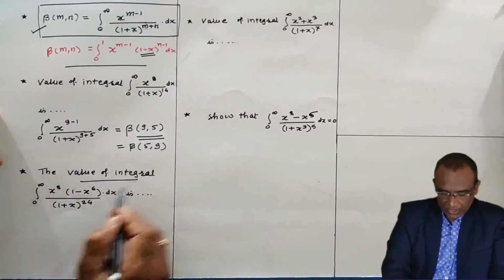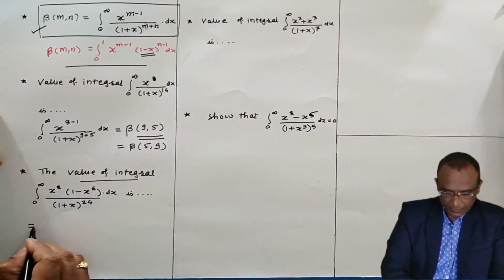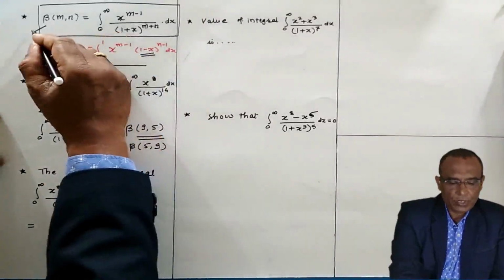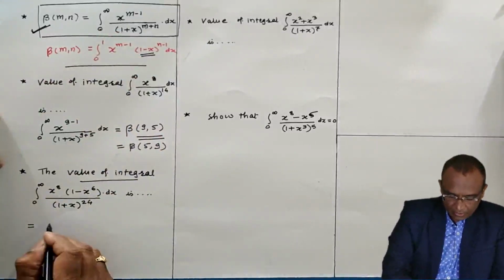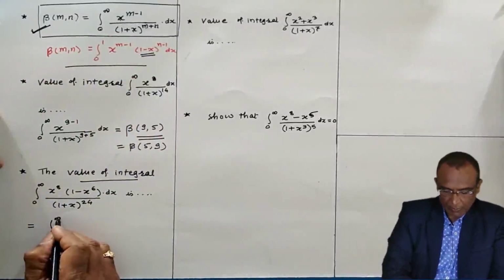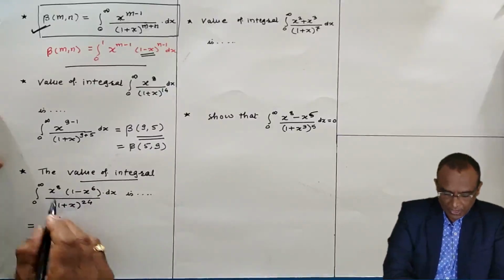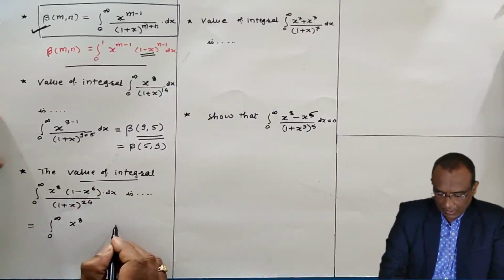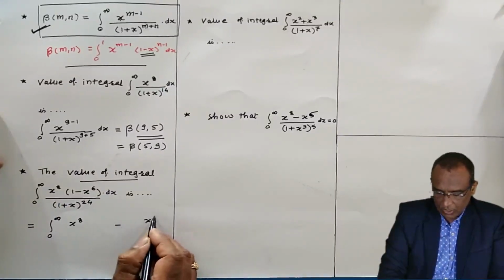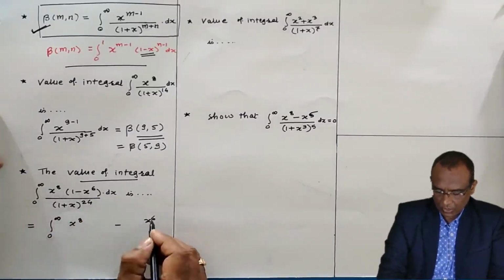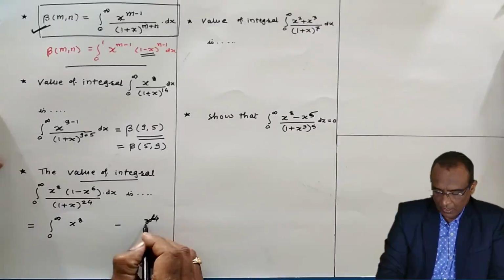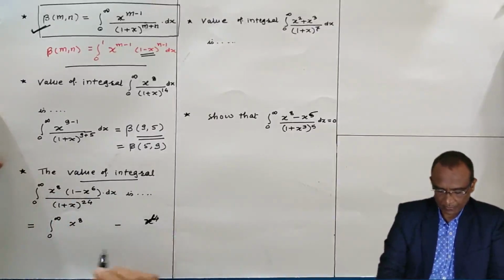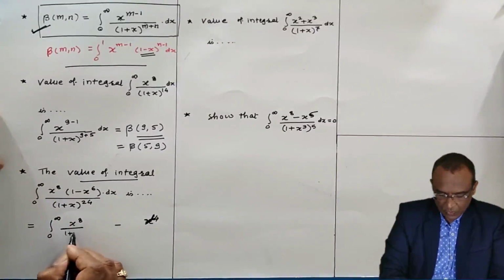Next one, the value of this integral I want. Now here 1 plus x is there, see, 0 to infinity is there. So I have to use this result of the beta function. But here what happened? There are two terms in the numerator, x to the power 8 into 1, and x to the power 6. Into, this is 14. x power 8 into x power 6 is x power 14. Okay, this is 14. And this is divided by 1 plus x power 24.